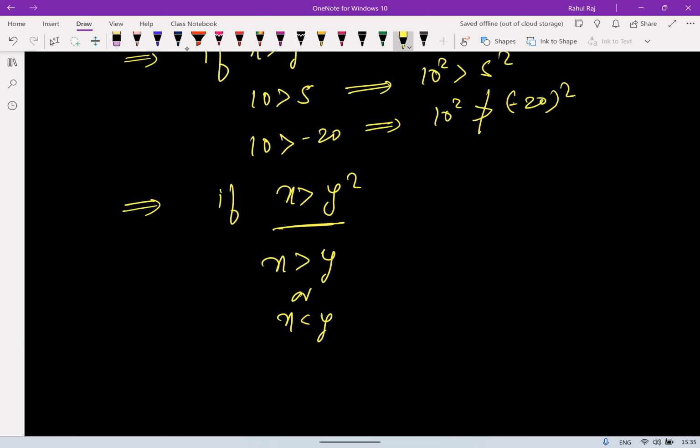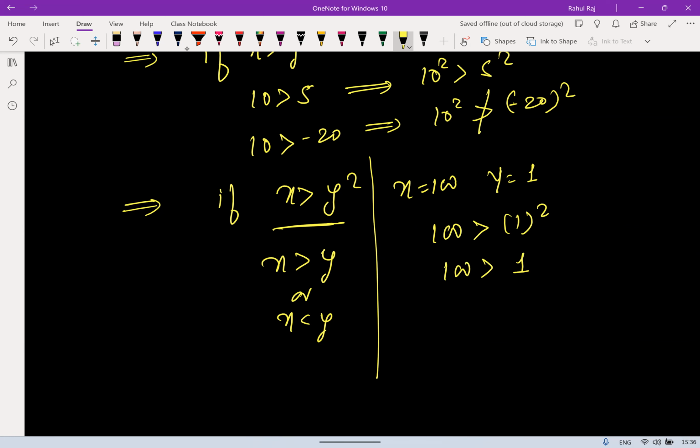Simple, straightforward logic. Now this is a place where you will go literally mad, but I'll take some numbers. Think very calmly. I'm not taking some tough numbers. So imagine if I take x is equal to 100 and y is equal to, let's say, 1. So can I say x is greater than y square? 100 is greater than 1 square for sure. And 100 is surely greater than 1.